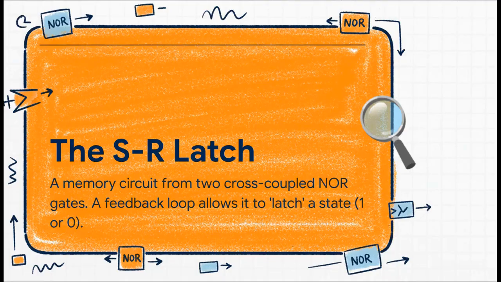Okay, picture this. You take two NOR gates. The output of the first one becomes an input for the second. And here's the clever part. The output of the second one feeds right back into the first. It's like two friends who keep telling each other the same story, reinforcing it over and over. This cross-coupled structure creates a stable loop. Once a value gets in there, the gates just hold on to it. It's latched. And this simple, elegant circuit is what we call an SR latch. It can store one single bit of information. So, what allows an SR latch to hold on to a value like that?